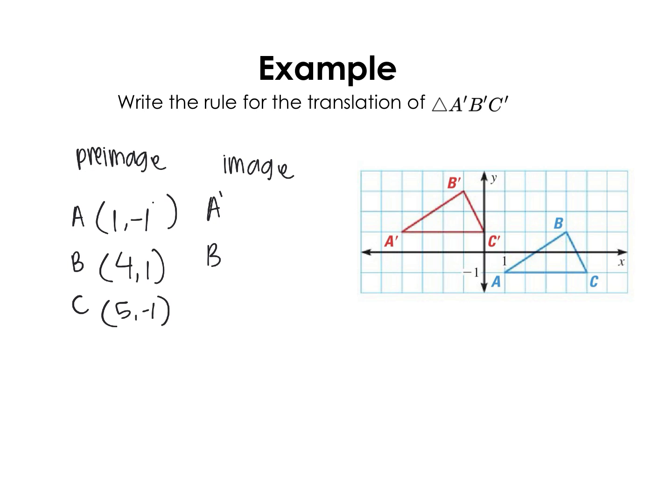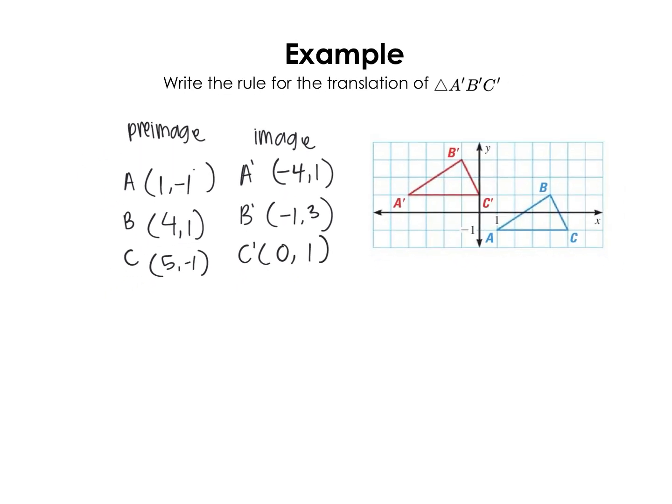Now the image is after the shift, so it should be all of our prime points. And now we can go ahead and figure out what these ones are. Looking at A prime, that's left 1, 2, 3, 4, so (-4, 1). B prime is (-1, 3). And C prime is (0, 1). Here's what we can do.